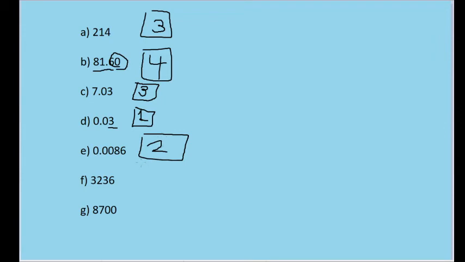3236 basically goes back to what we said with 214. The digits should all be significant since none of them are zero, so there's pretty much no question here that there are four significant figures.